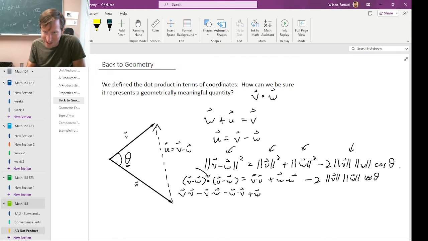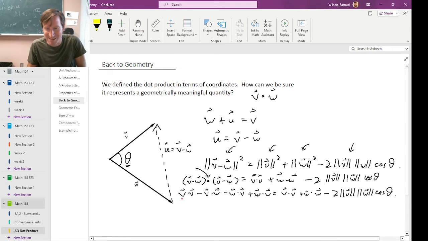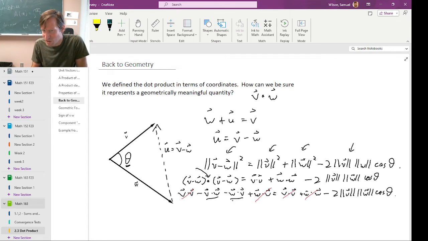plus w dot w. Okay, and then on the right hand side we have the same stuff as before. V dot v plus w dot w minus 2 times magnitude of v times magnitude of w times cosine of theta. All right, well look, now some stuff starts canceling. That's promising. So this v dot v cancels that v dot v, this w dot w cancels that w dot w. And on the left hand side, v dot w and w dot v, those are the same because the dot product is commutative. So this is minus 2 times v dot w.